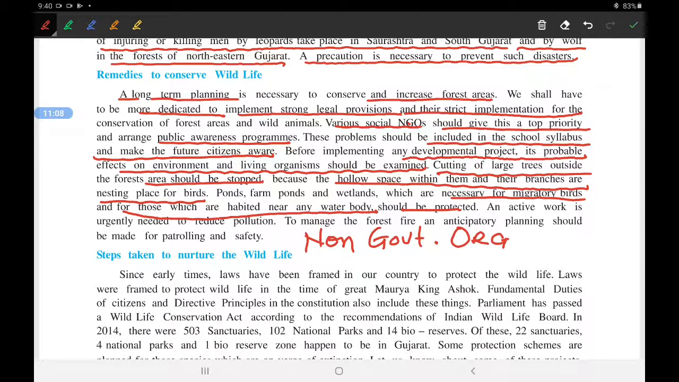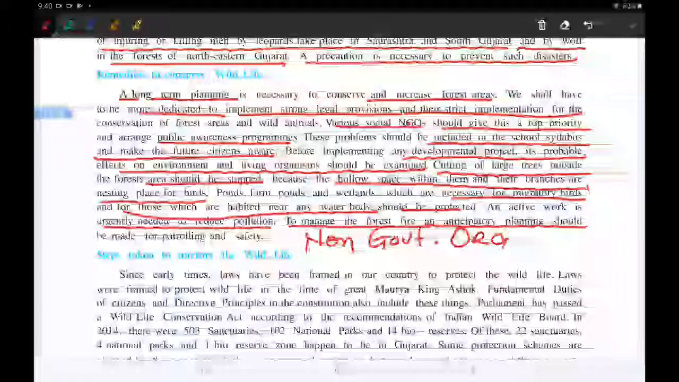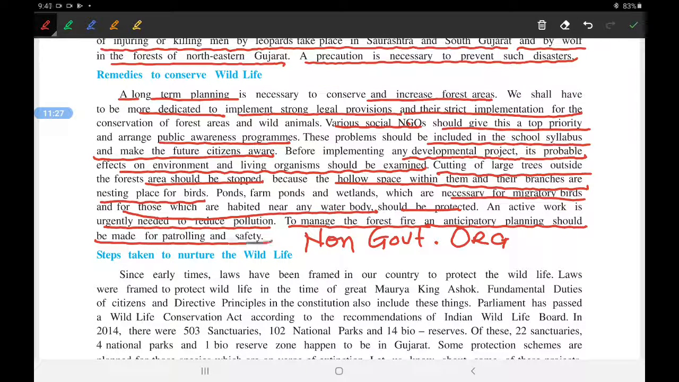Active work is urgently needed to reduce pollution. Anything that is damaging the environment should be stopped. To manage forest fires, which is very important, anticipatory planning should be made for patrolling and safety. Forest fires are one of the biggest reasons for the death of animals.